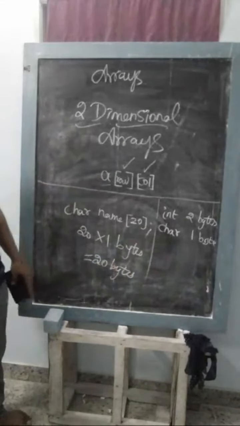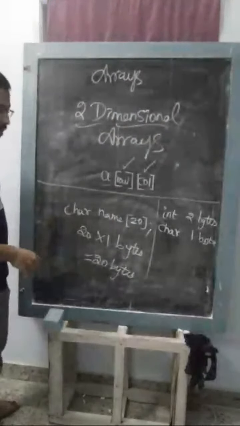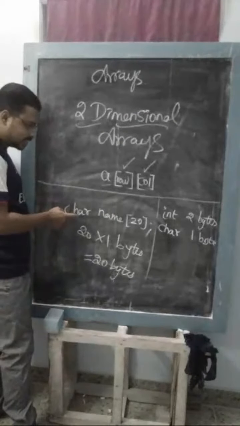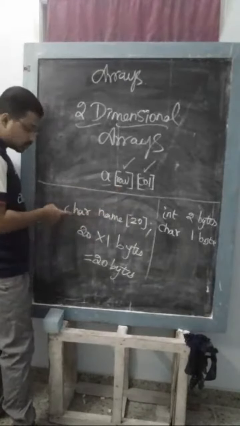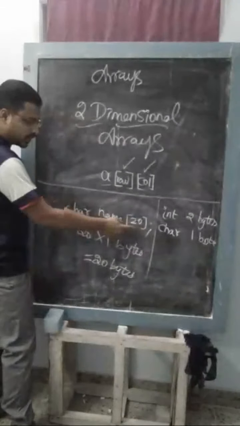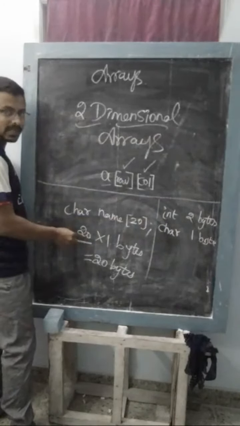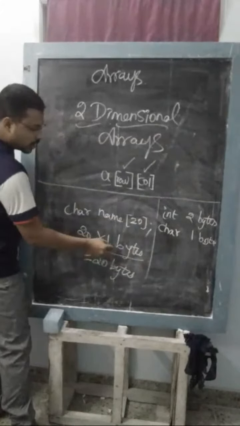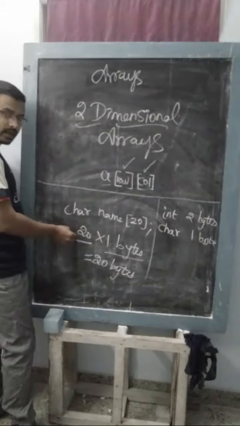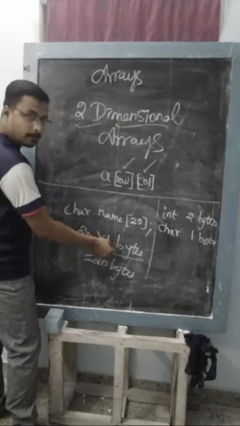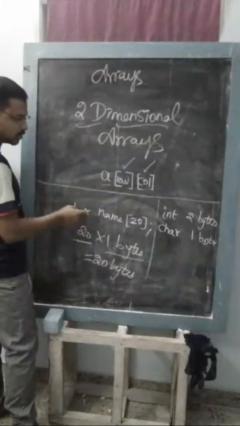20 bytes. Why? Because in the case of a single dimensional array, we have to multiply the size of the data type and the elements of the array. This is the size of the character, and this is the number of elements of the array. Both we are multiplying, elements of the array into size of the data type. So finally 20 bytes will be allocated for this one.